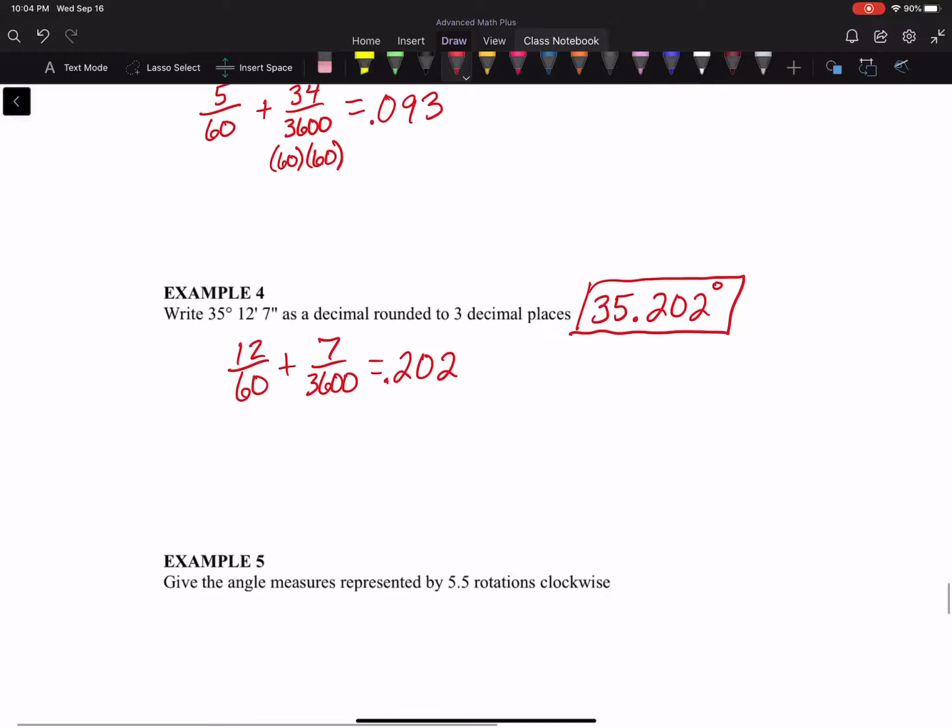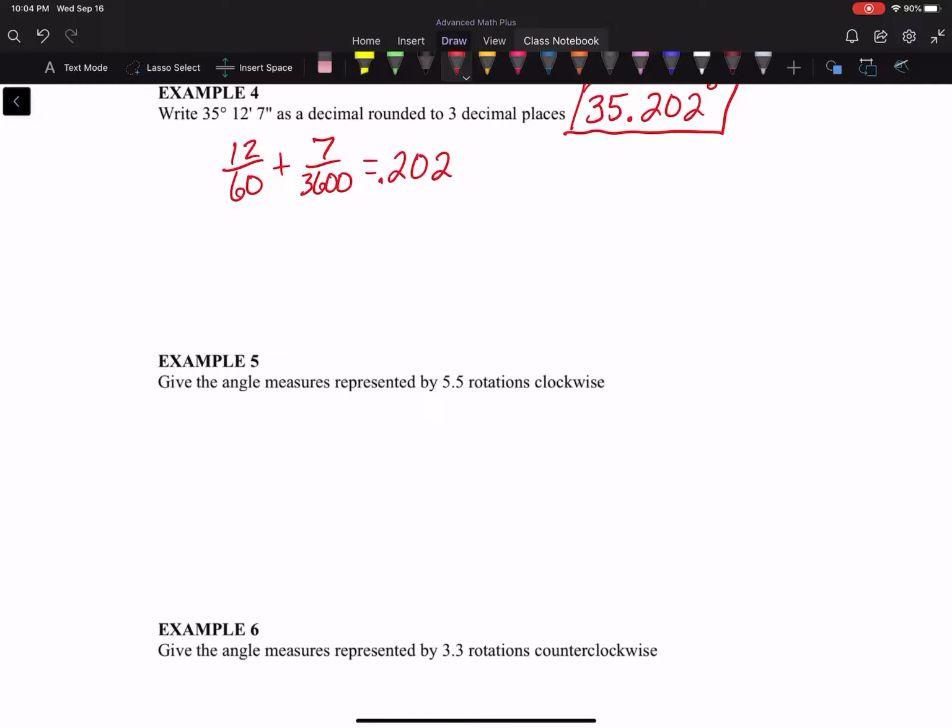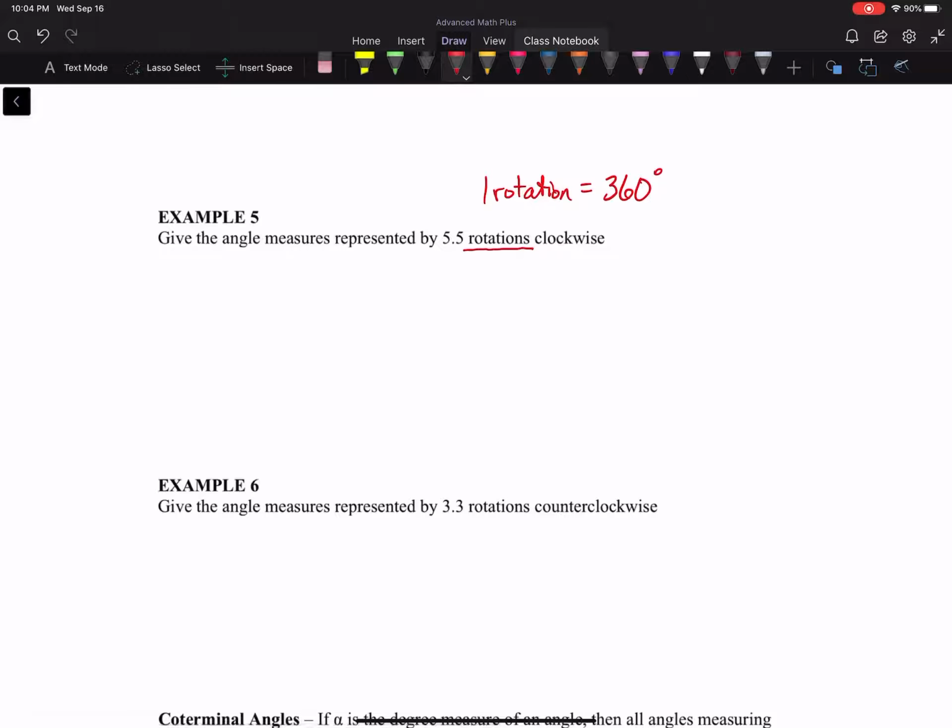Example 5. We go off of the degrees, minutes, and seconds, and we start talking about rotations. Now, hopefully you know that one rotation equals 360 degrees. Okay? So basically, example 5 says give the angle measures represented by 5.5 rotations clockwise. So it's a very simple problem. We're going to take 5.5 and multiply it by how many degrees there are in a rotation.